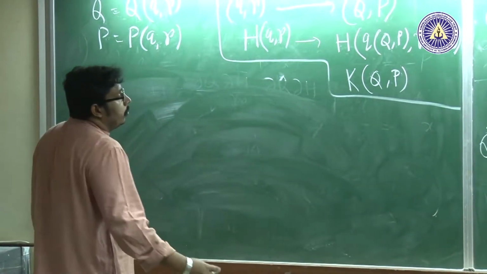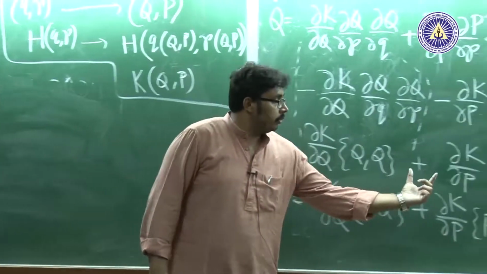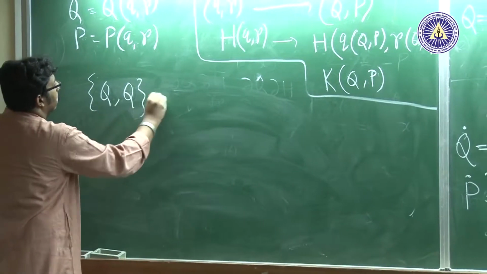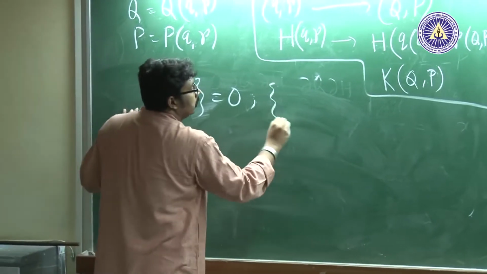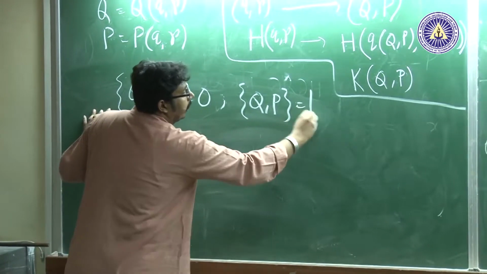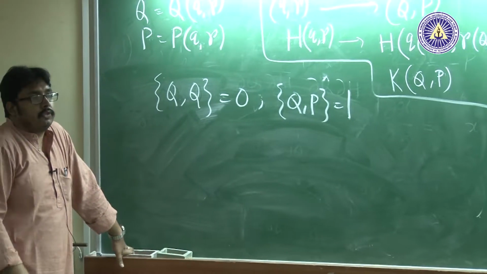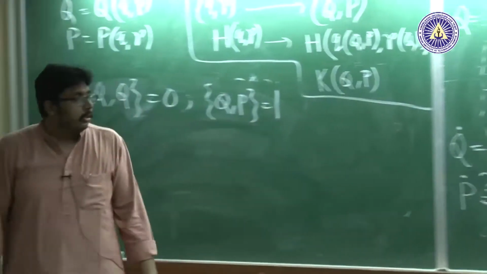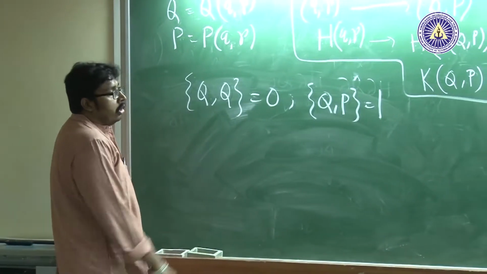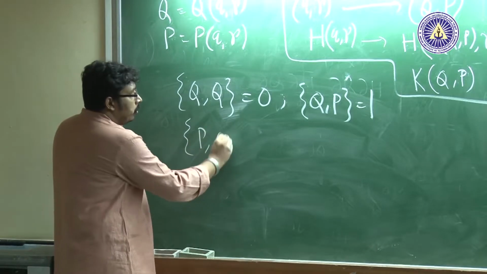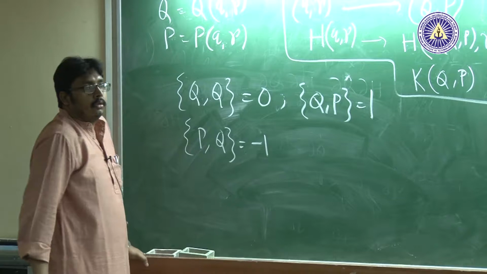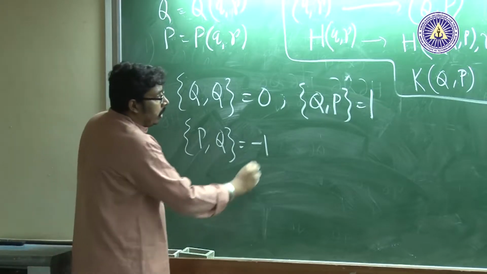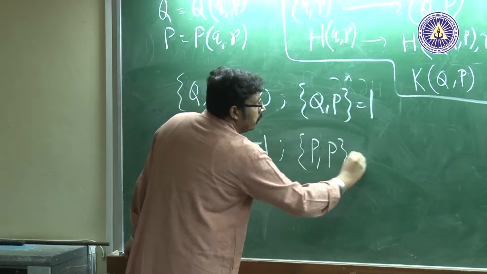So what should be the condition? What do I want? I want Q dot should be equal to del K del P. That means I want {Q, Q} equal to 0, and I want {Q, P} equal to 1. Because then you get the canonical structure back, Q dot equal to del K del P. From the second equation, you want {P, Q} equal to -1, because P dot is del K del Q with a negative sign. That is the canonical structure. And you want {P, P} equal to 0.